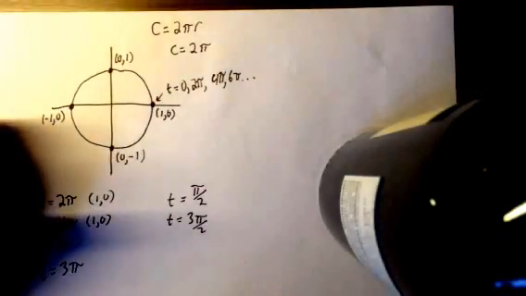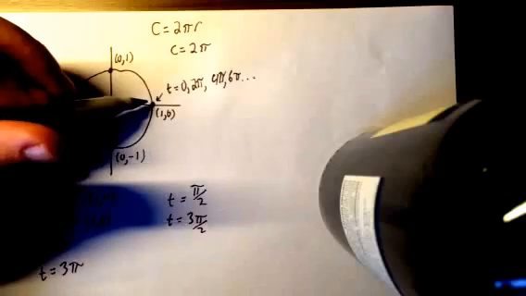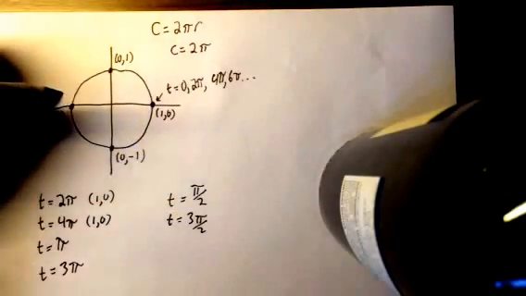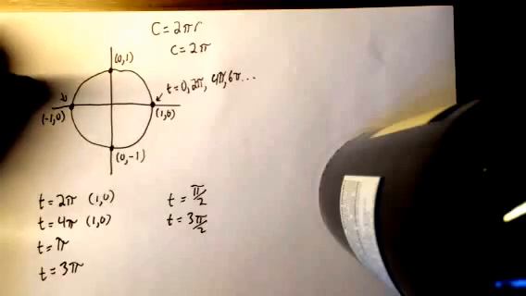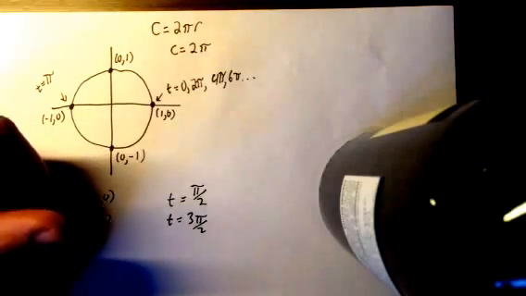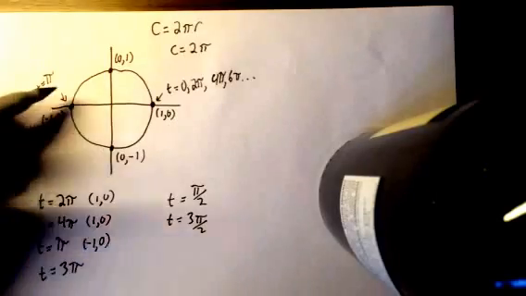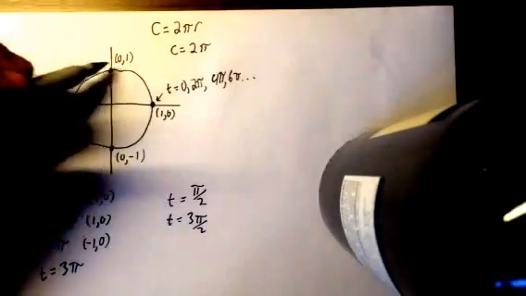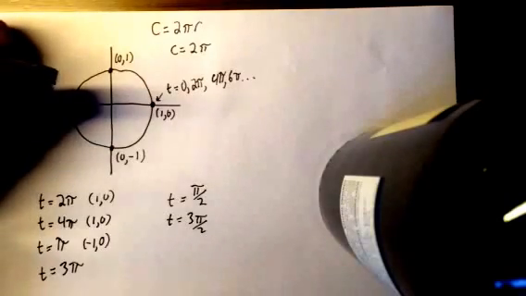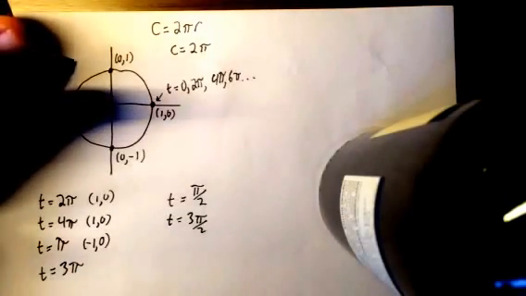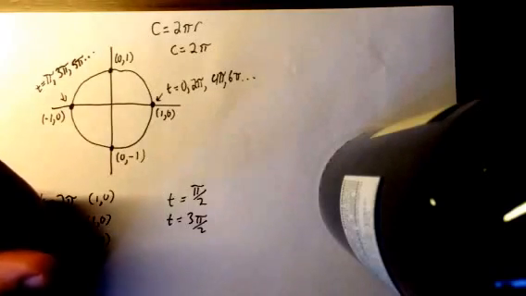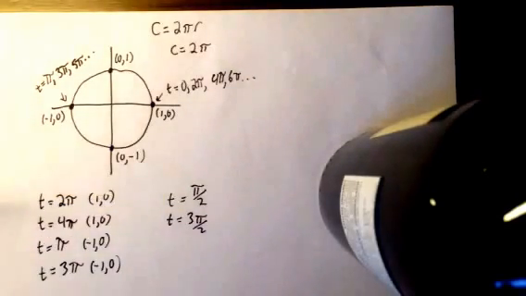Okay? Pi would be half of that. If 2 pi is all the way around, pi would be halfway around. So this would be where t equals pi. That would be the point -1, 0. If I go all the way around the circle again, it would be pi plus 2 pi, a complete circle, so I would get 3 pi. And if I went around again, I would get 5 pi. So 3 pi would also be -1, 0.